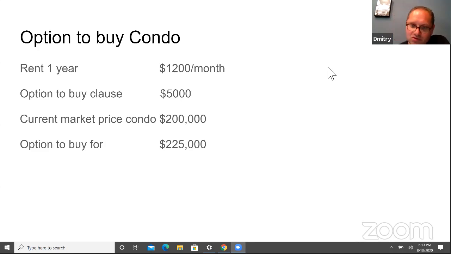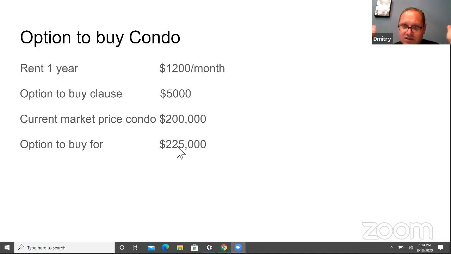Well, that's already $25,000 above my strike price, right? I have the right to buy it for 225. If today somebody's willing to buy this condo for 250, my option is in the money. What does that mean, in the money? It means that if I exercise my option, I could buy below today's current market price, right?